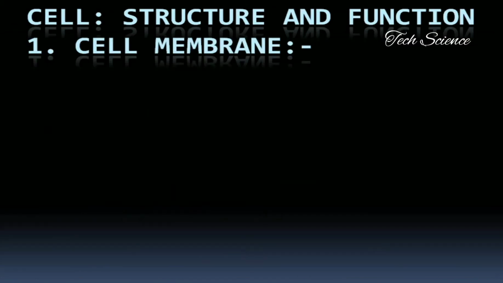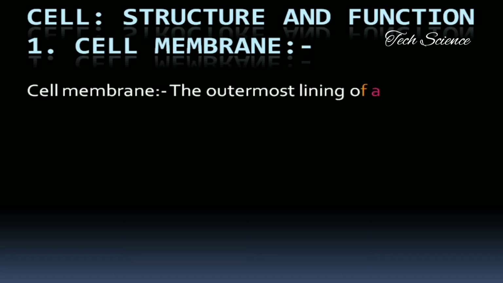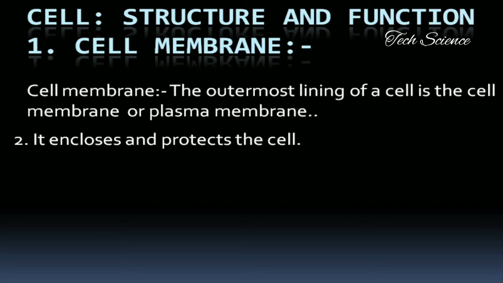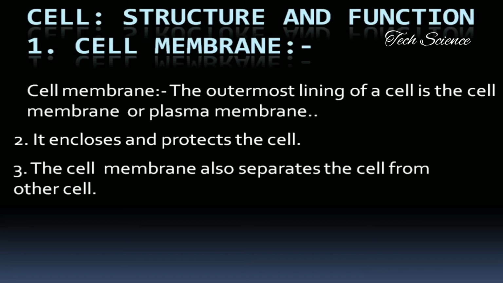Let us see one by one. Observe, this is the first point, cell membrane. So what is the cell membrane? The outermost lining of a cell is called the cell membrane or the plasma membrane. Now what are the functions? Number one, it encloses and protects the cell. All the cell organelles which are inside the cell have to be protected, and for that reason you have the cell membrane. Second, it separates one cell from another with the help of the cell membrane.